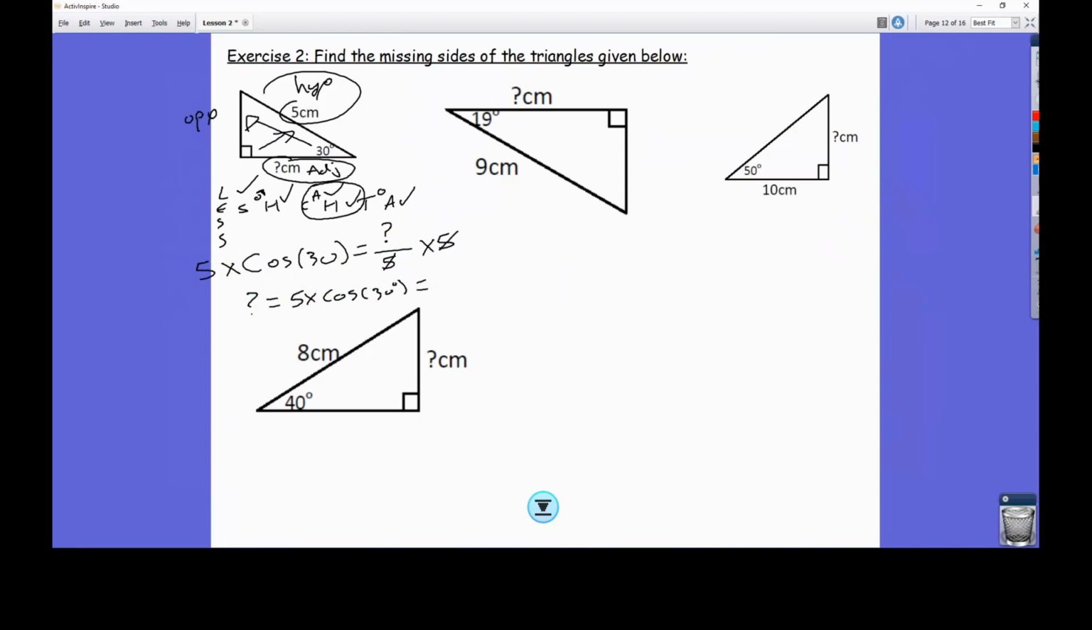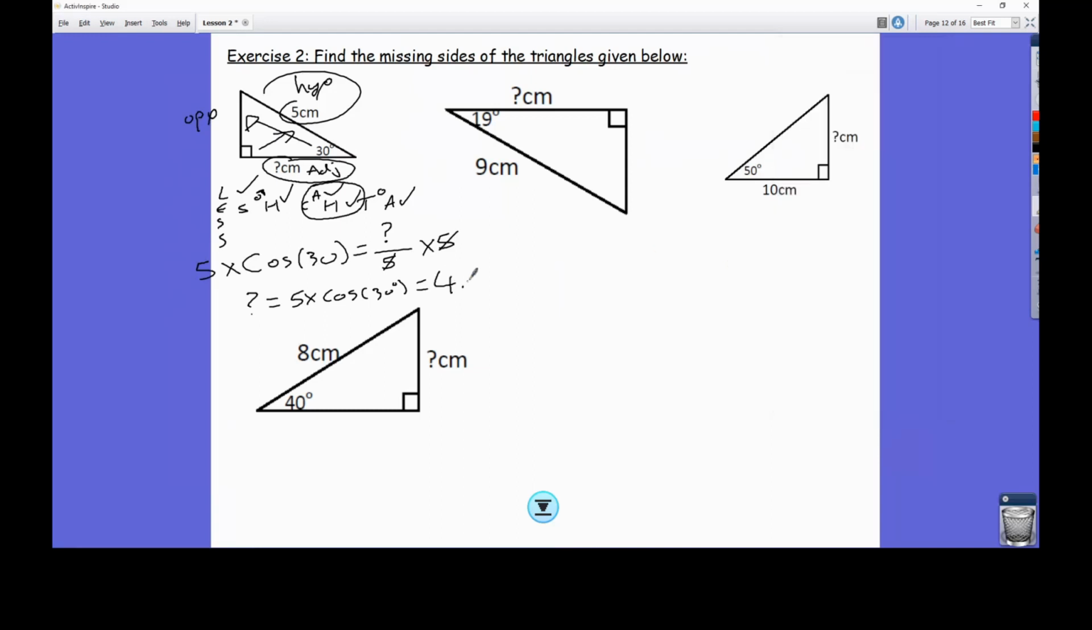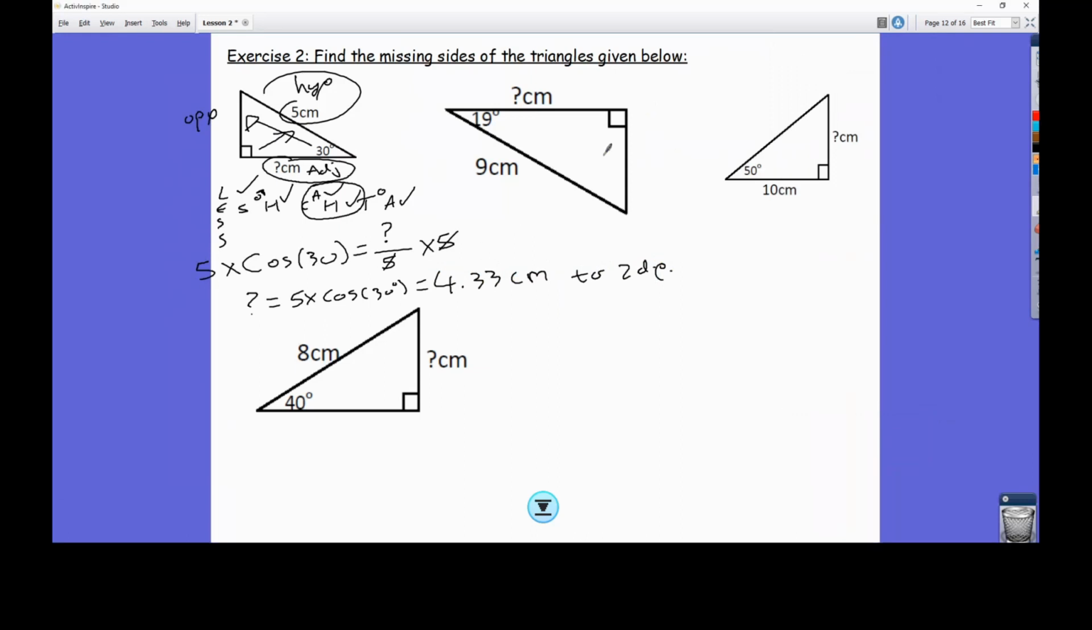If I put that into my calculator, I'll just show you, we get 5 times cos 30 degrees. You get 5 root 3 over 2. That's what it is as an exact number. To get it as a decimal number, we just press S to D. We get 4.33 centimeters to 2 dp. Okay, so I'm just going to quickly go through the other ones.